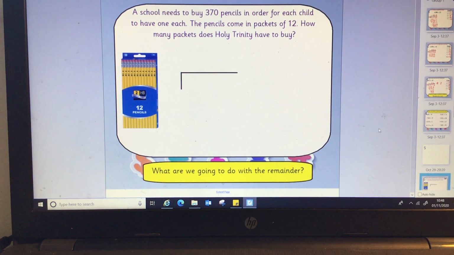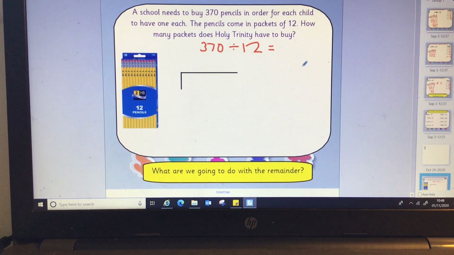First of all, what would our question be? What would our calculation need to be here? We've got 370 pencils split into packets of 12. We need to see how many we'd need. So our calculation is going to be 370 divided by 12. Okay? Feel free to pause the video here, have a go at working out an answer before you see me go through the calculation.